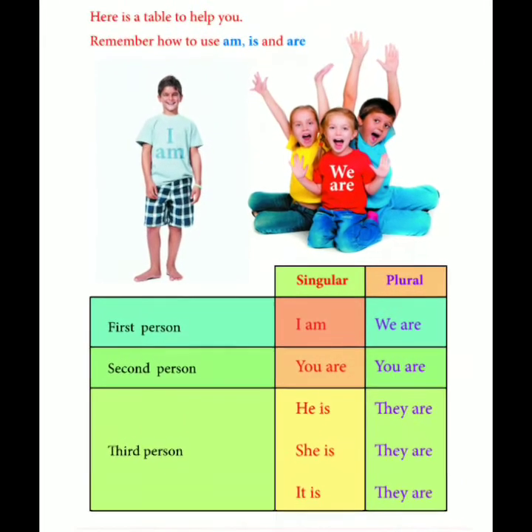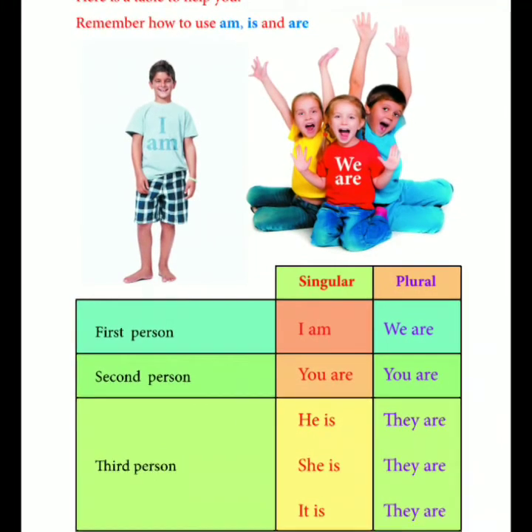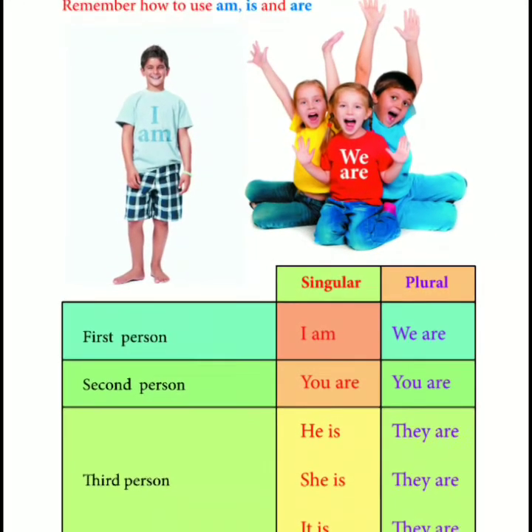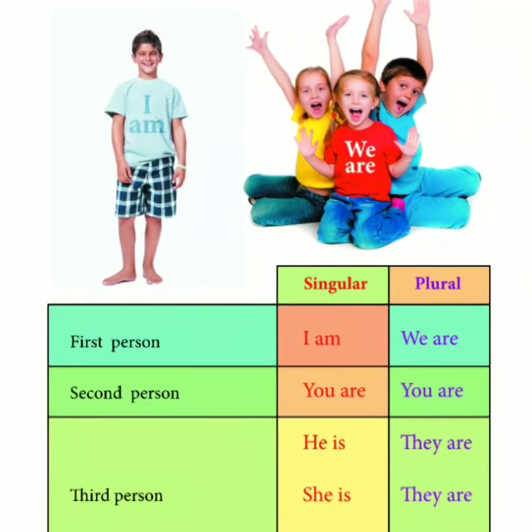Remember how to use am, is, and are. First person singular is I am, plural we are. Second person you are, and plural is also you are. Third person he is, and they are; she is, they are; it is, and they are.